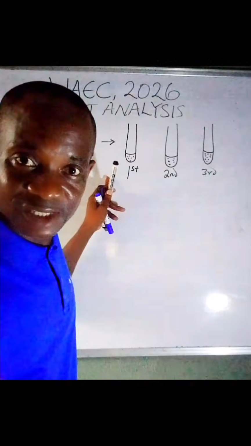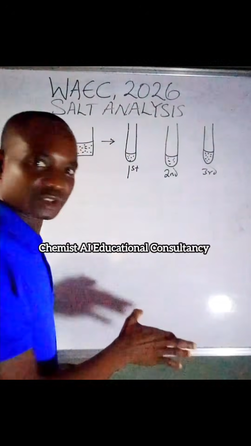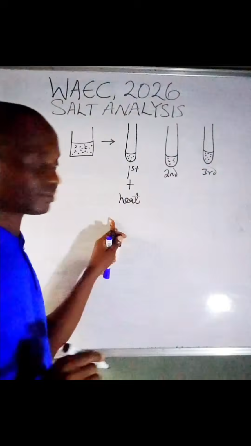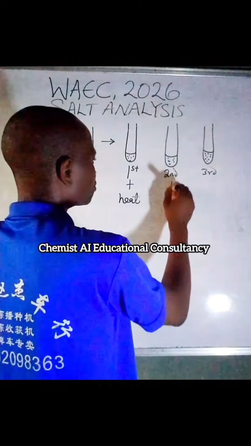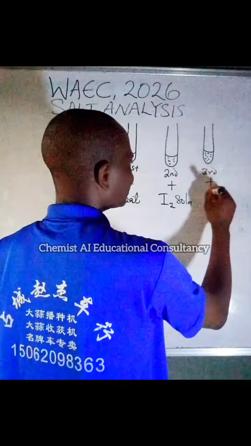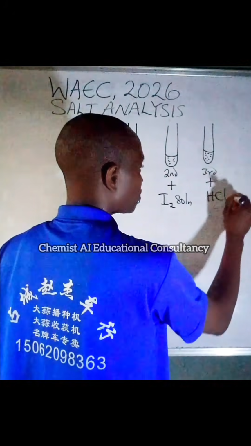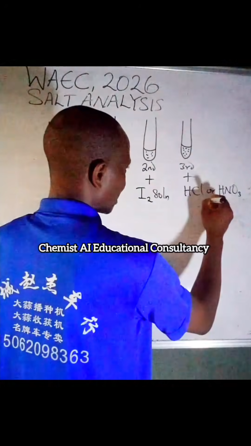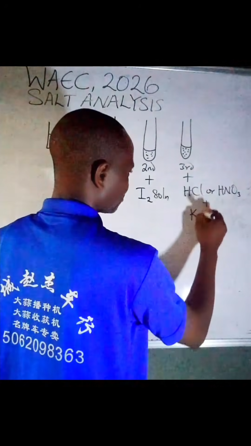There are 4 questions that they can ask you. To the first portion, they will ask you to heat. I will tell you the reason. To the second portion, they will ask you to add iodine solution. To the third portion, they will ask you to add hydrochloric acid or nitric acid. The same third portion, they will ask you to add potassium iodide.